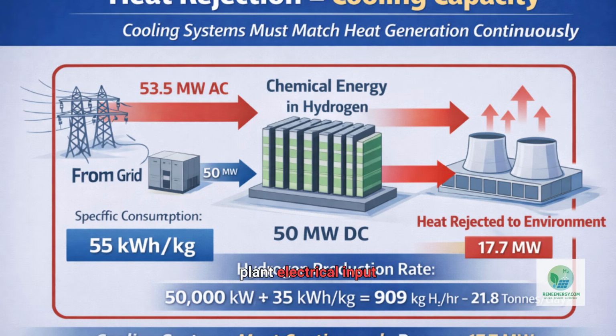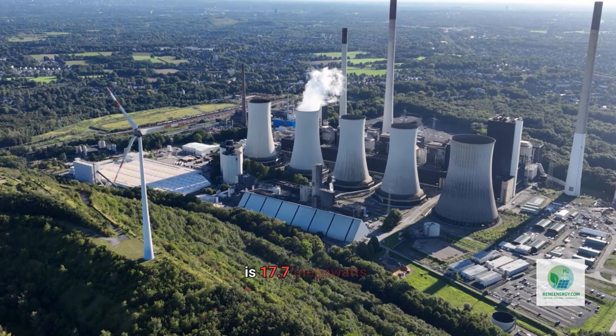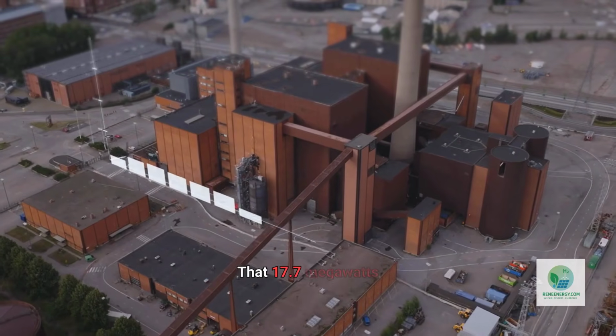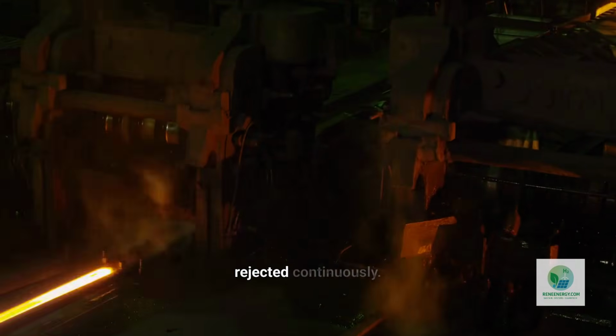Total plant electrical input is 53.5 megawatts. Chemical energy stored in hydrogen is 35.8 megawatts. The difference between these two numbers is 17.7 megawatts. That 17.7 megawatts is heat that must be rejected continuously.